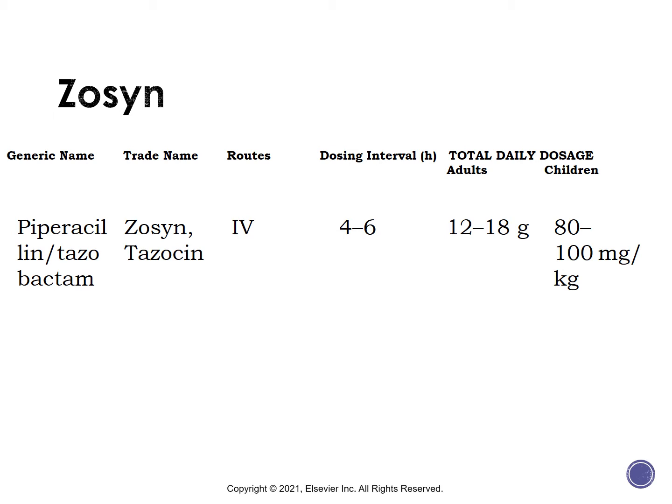The traditional infusion method, usually over 30 minutes, is IV. For mild to moderate infections, you want to do 3.375 grams every 6 hours. For severe infections, you do 4.5 grams every 6 to 8 hours. And then for coverage of Pseudomonas aeruginosa, you want to do 4.5 grams every 6 hours, with a usual maximum dose of 18 grams a day. It's okay to use in pregnancy, and side effects include GI disturbances and skin rashes.